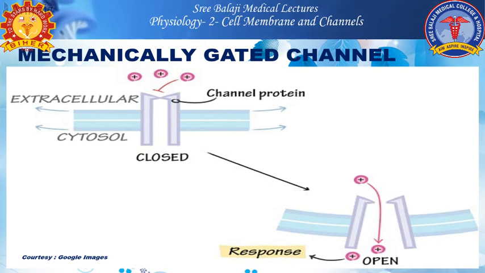So under gated channels, we have seen about voltage gated channel, and we have seen about ligand gated channel and mechanically gated channels. All of these have a common thing, that is, the gate will open only to a particular stimulus. When the stimulus is removed, the gate will close. Only when the gate opens, the substances can enter in. When the gate closes, they cannot exit out, or they cannot enter in.